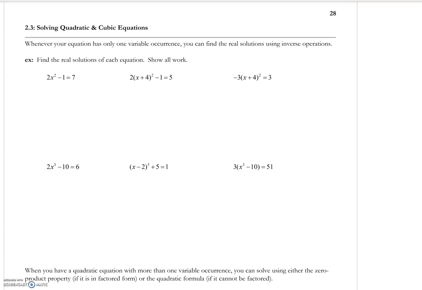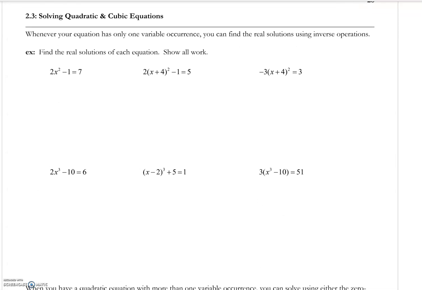In section 2.3, we'll be solving quadratic and cubic equations, and there's a couple of different ways we can do this. However, when we only have one variable occurrence, that means we only see the variable x one time in our equation, we can solve for the real solution just by using inverse operations or by getting that x by itself. So for example, in this first one, 2x squared minus 1 equals 7, I only see this variable x occur one time in the solution, meaning I'm just going to use inverse operations to get that x by itself.